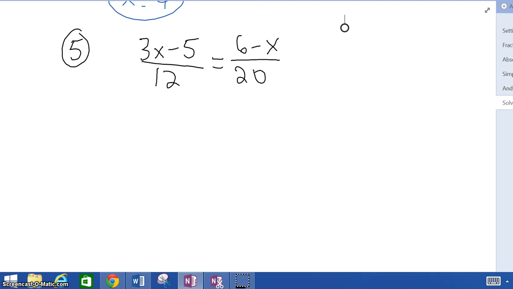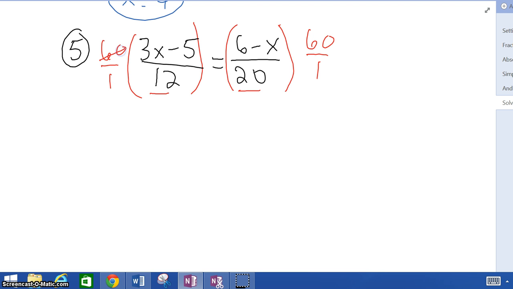Now, in this one, I've got two fractions. Checking out my denominators here, it wouldn't make sense to multiply by 12. Wouldn't really make sense to multiply by 20. I would still have denominators left over on one side or the other. So I'm thinking, what do these two numbers have in common? What is a common multiple of 12 and 20? I know that it's 60. If I choose 60, it will reduce with the 12, and it will reduce with the 20. And I'll have something very easy to work with.